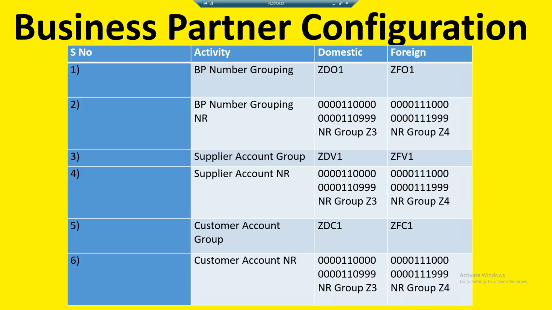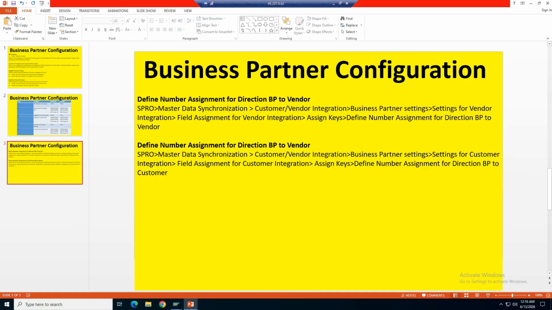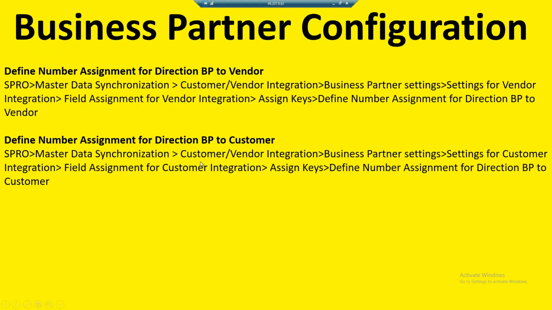So next step, what we have to do is we have to keep this customer vendor integration. For that, define number assignment for direction BP to vendor. Here, this also I have to correct. BP to customer. Please remember that vendor is also called as supplier.